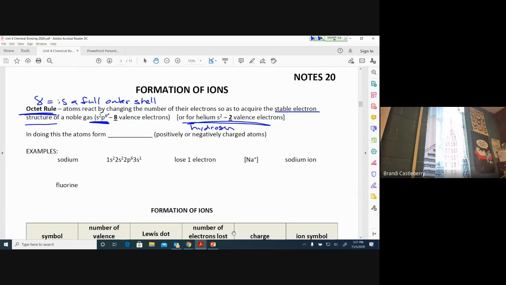All right, now the atoms form ions. We learned that word yesterday. All an ion is, is an atom with a charge. That's it. If it has a charge, it's an ion.